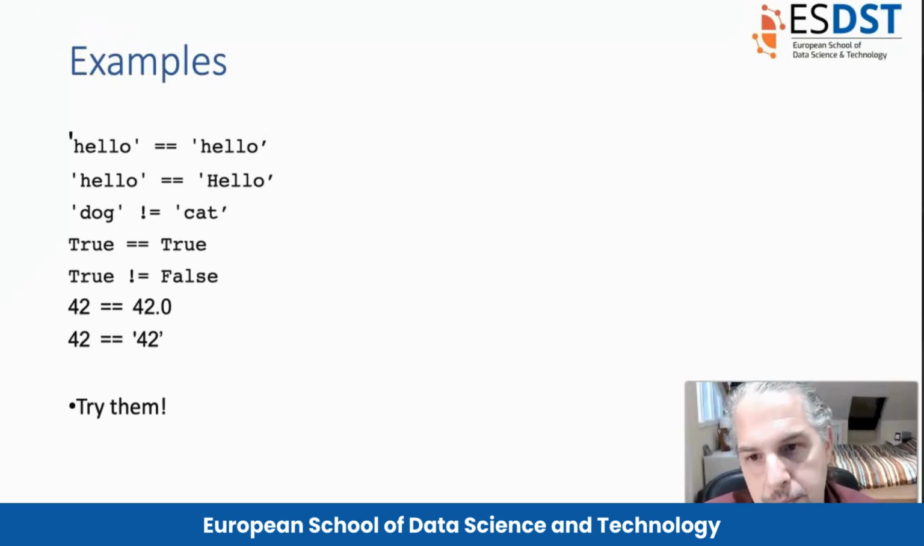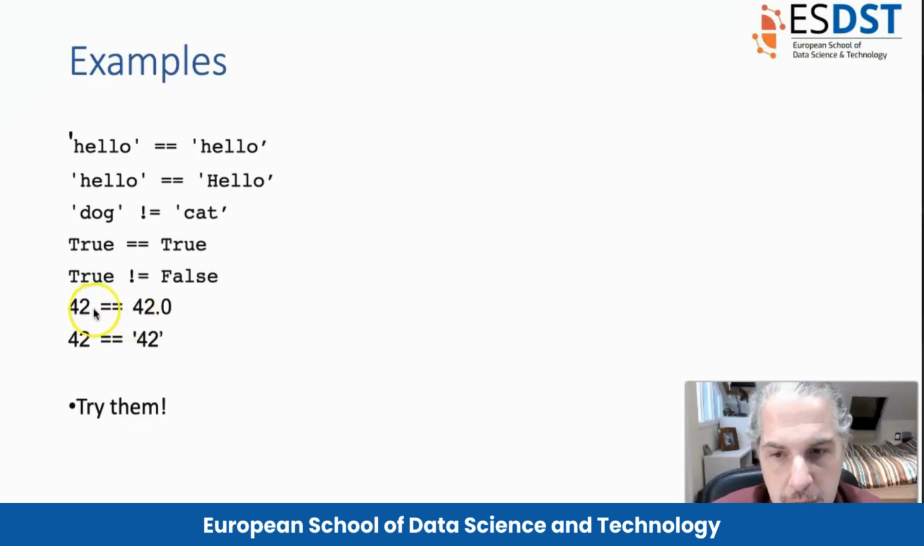Now let's see these examples. What do you guess? I mean, if I say hello equal hello, this will print True. But if I say hello equal with hello with a capital H, it will print False. Why? Because although the word is the same, lowercase h here, capital H here, it will print False. Dog not equal to cat. Well, the dog is not equal to a cat, so it will print True. True equal True, it will again give me True. True not equal to False, it will give me True. True is not equal to False.